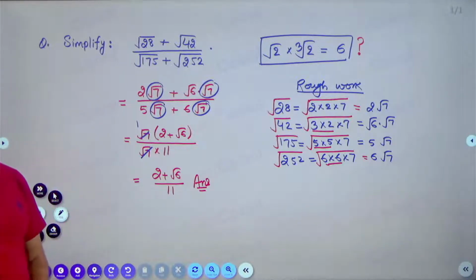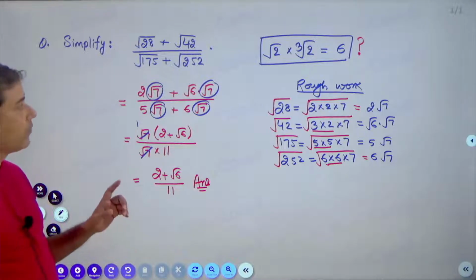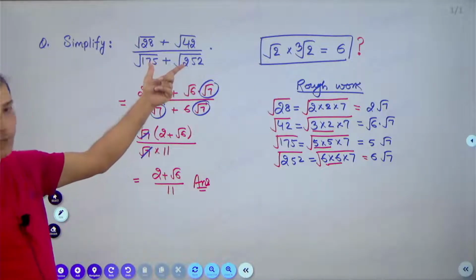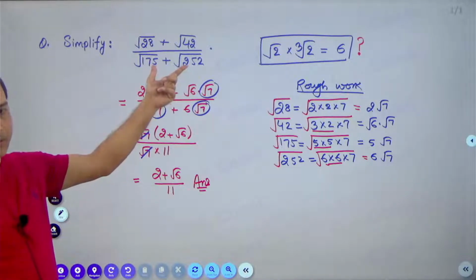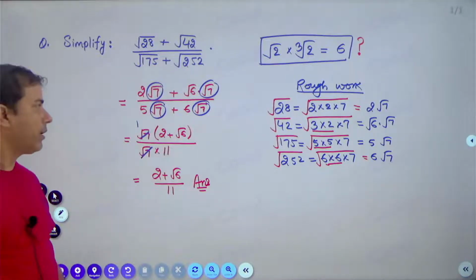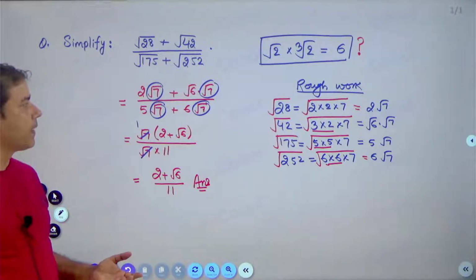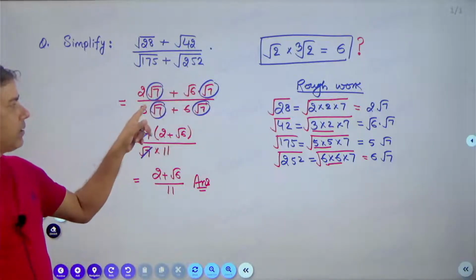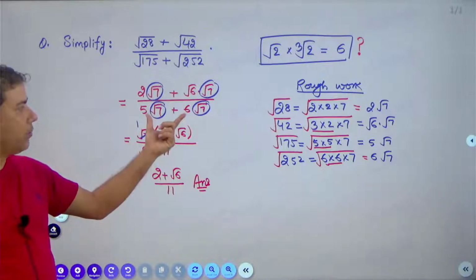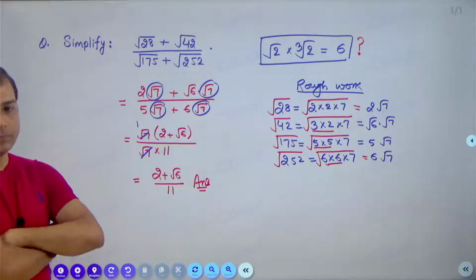Sir, can't we rationalize that in the first step only? You mean you want to rationalize the first step, not the second? There is no need to rationalize separately. If you can cancel out root 7, the denominator is already rational. The question is to rationalize, so we have to rationalize them.